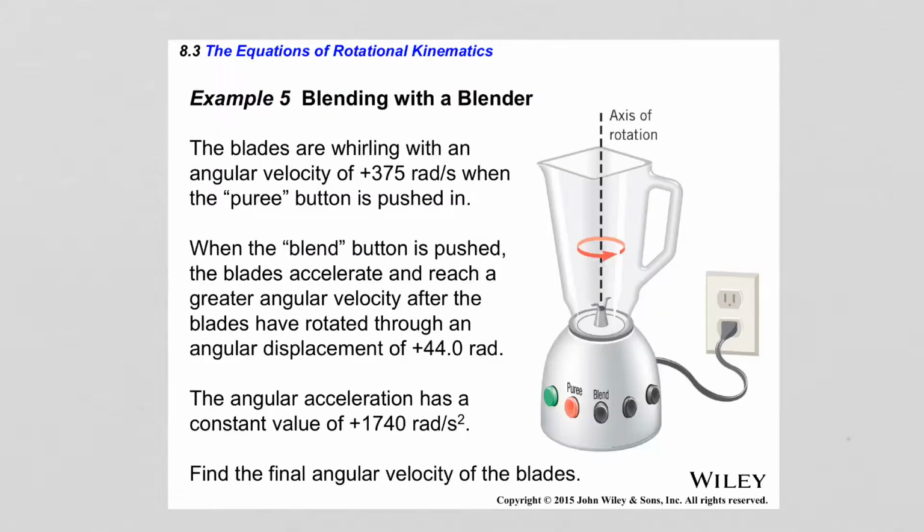And so let's look at the following example. The blades of this blender are whirling with an angular velocity of 375 radians per second when the puree button is pushed. When the blend button is pushed, the blades accelerate and reach a greater angular velocity after the blades have rotated through an angular displacement of 44 radians. The angular acceleration has a constant value of 1740 radians per second squared. Find the final angular velocity of the blades.